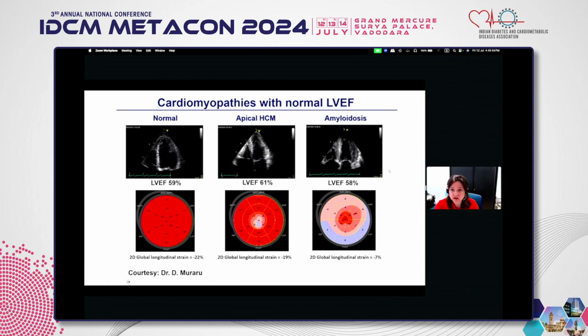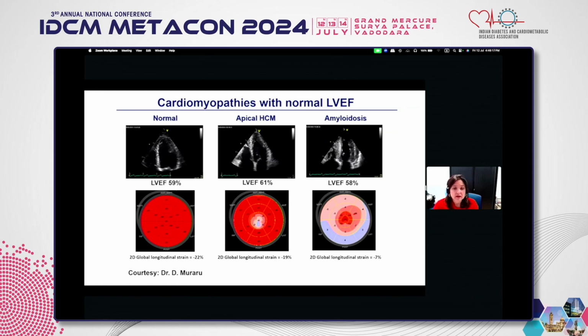I'm not sure how many you see in your country, but this is an emergent disease that has been more and more diagnosed, where you can see that indeed the bullseye of the GLS, the global longitudinal strain, is much more different. It goes down already for hypertrophic cardiomyopathy, and even more down for amyloidosis.